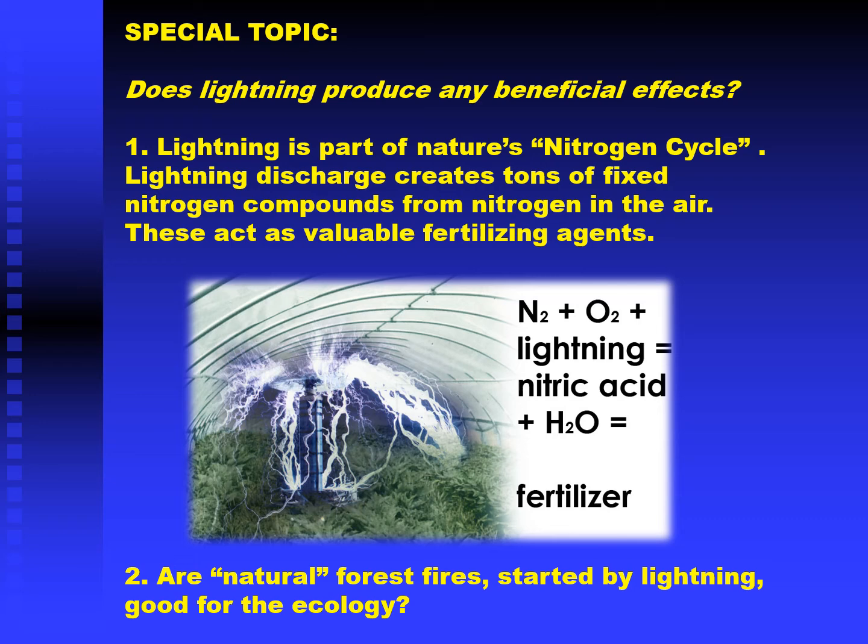So does lightning do anything good? Well, it's part of nature's nitrogen cycle. Lightning discharge creates tons of fixed nitrogen compounds from atmospheric nitrogen in the air. And, you know, these are valuable fertilizing agents.